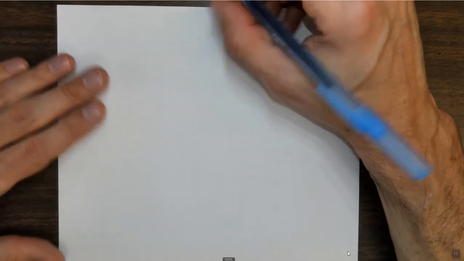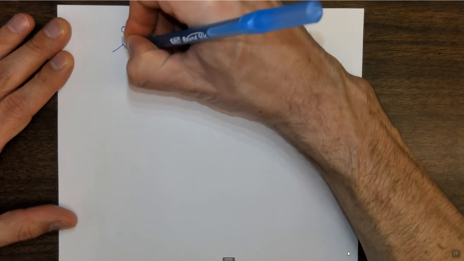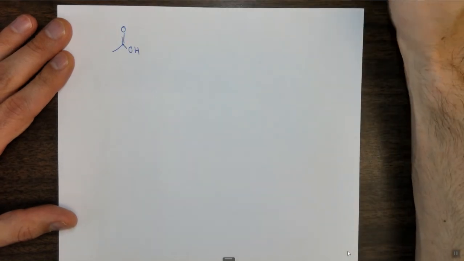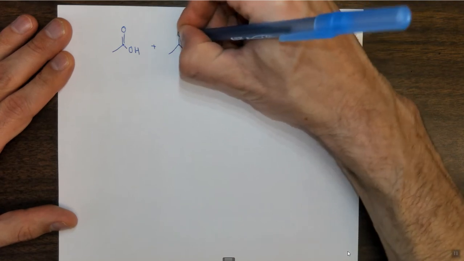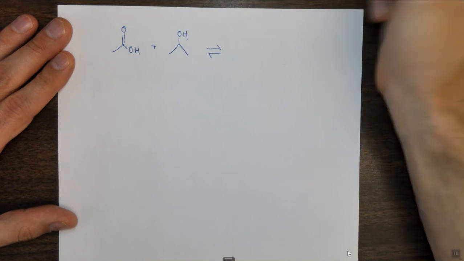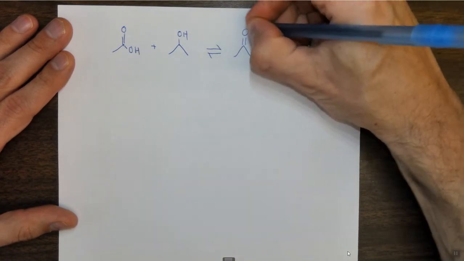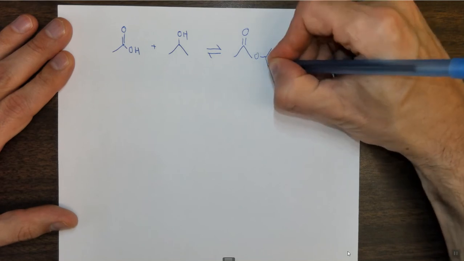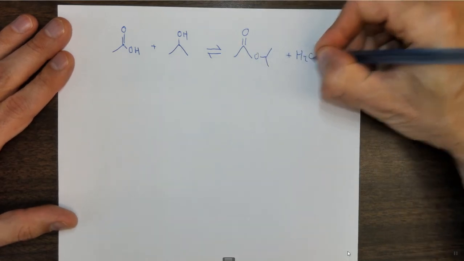Hi everyone. So in this reaction we're going to do a Fischer esterification reaction. We're going to start with a carboxylic acid, acetic acid, powdered vinegar, and we're going to react it with isopropanol, rubbing alcohol. This is a reversible reaction, and what we're going to make is isopropyl acetate, an ester, and water is the byproduct.